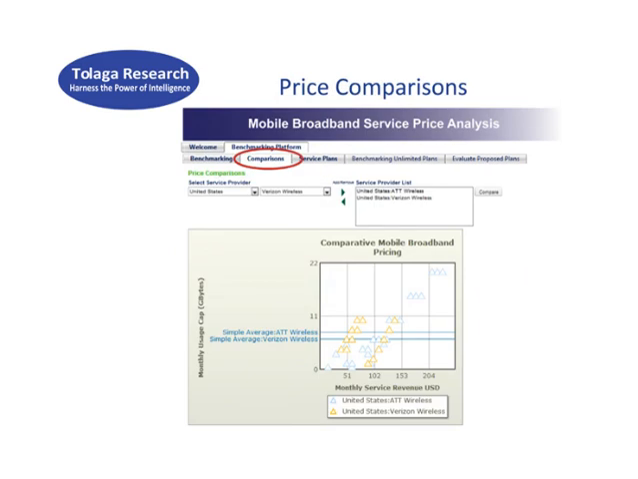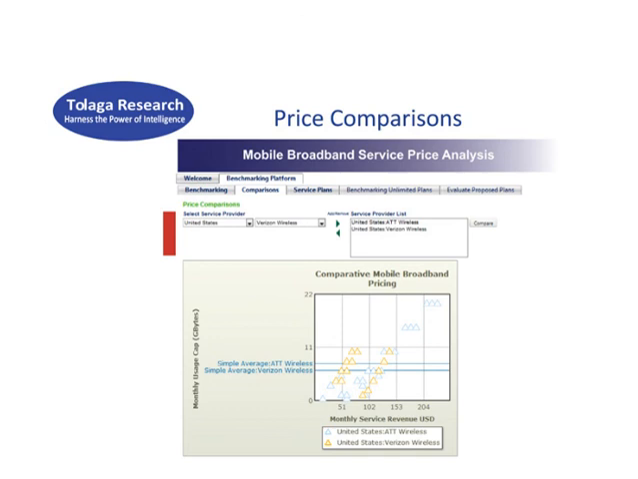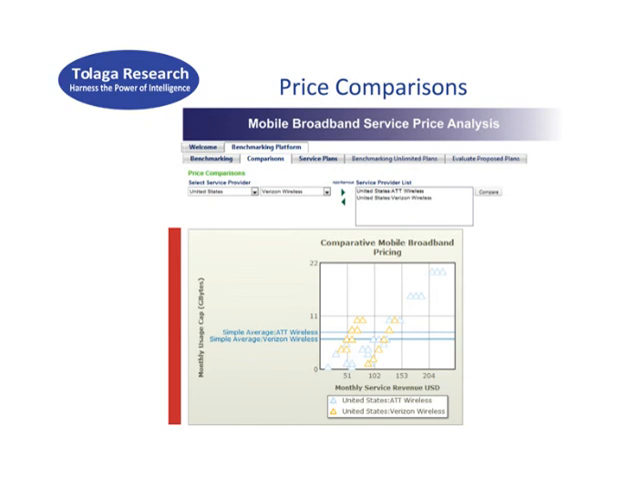In addition to benchmarking, the platform also conducts direct comparisons of pricing plans amongst service providers. The platform allows us to select from a list of service providers which we'd like to compare. The comparison evaluates service plans in terms of their monthly service price, in this case in US dollars, relative to usage caps associated with the plans. In this particular case, we are comparing the plans of Verizon and AT&T.